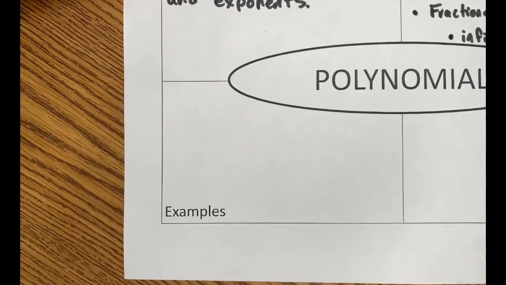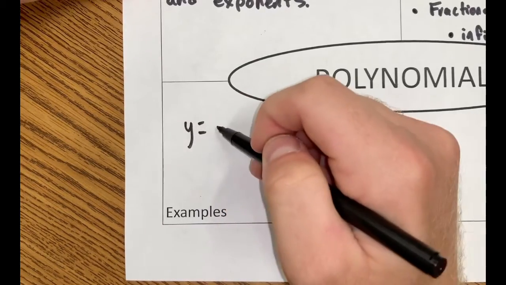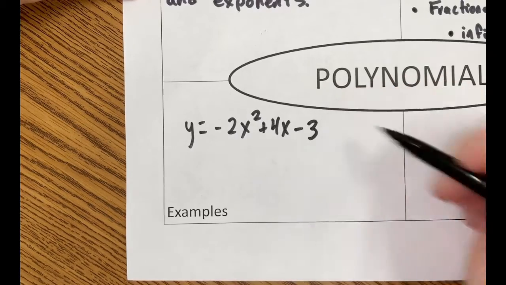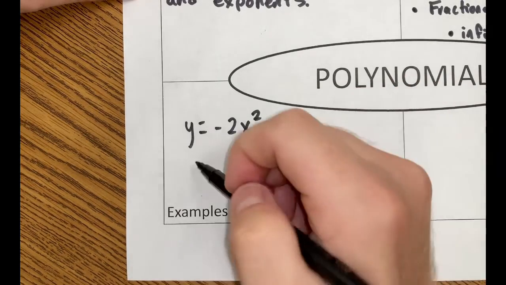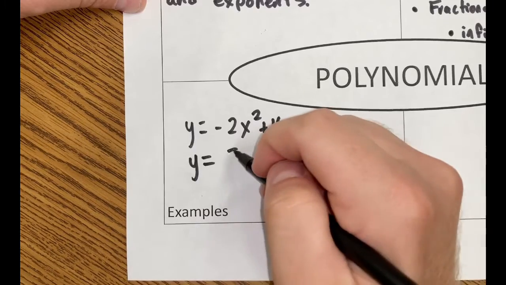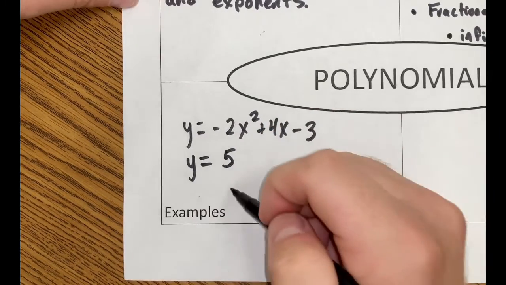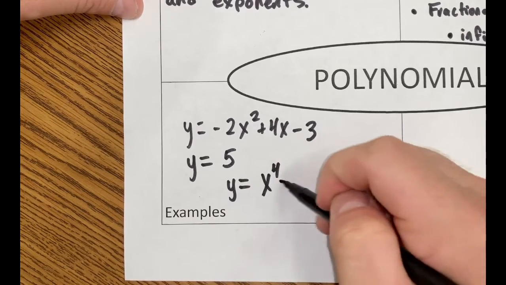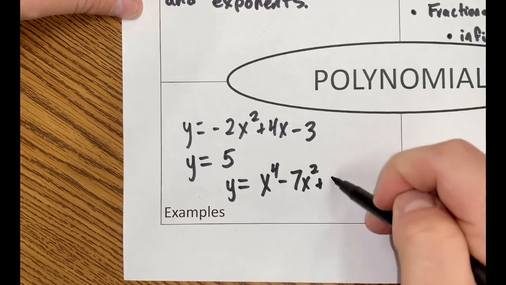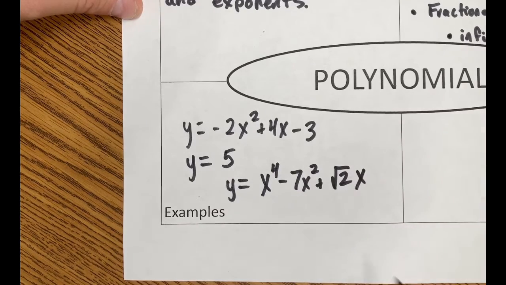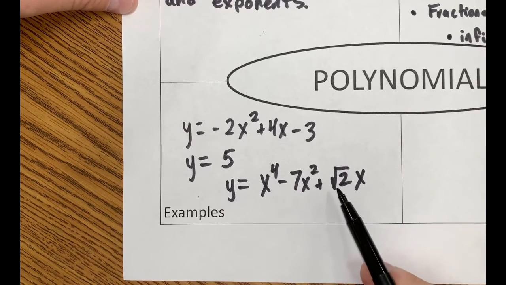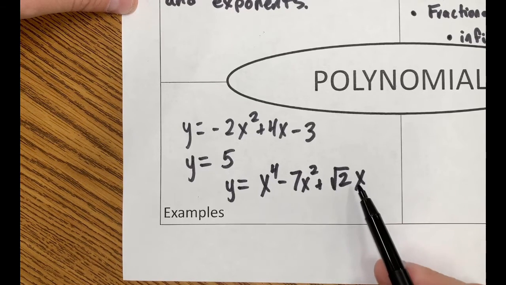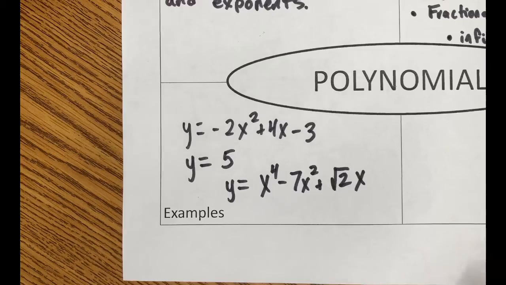An example of a polynomial would be something like y equals negative 2x squared plus 4x minus 3. Another example would be something like y equals 5. And one more example would be something like y equals x to the 4th minus 7x squared plus the square root of 2 times x. Notice the square root is not on the x, it's only on the 2, which is okay. The exponent here would be a 1, which is not fractional or negative.